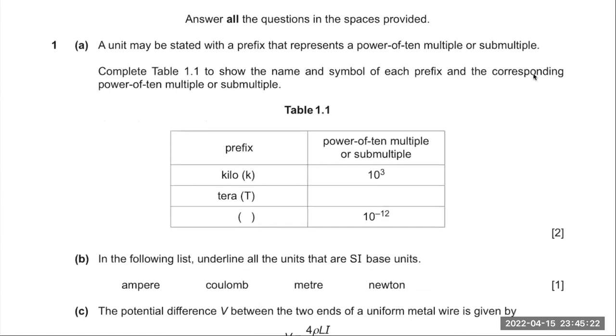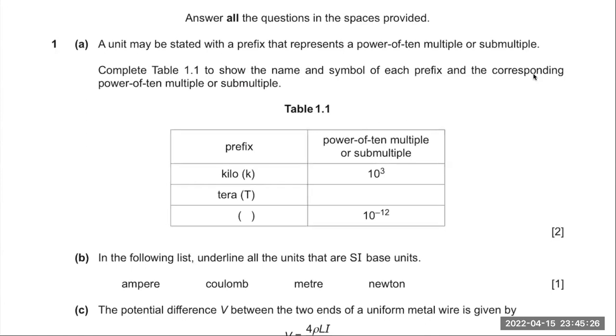So the first question says, a unit may be stated with a prefix that represents a power of 10 multiple or submultiples. Complete Table 1.1 to show the name and symbol of each prefix and the corresponding power of 10 multiple or submultiple. So you've got kilo first, with the symbol k and the power 3, 10 raised to the power 3.